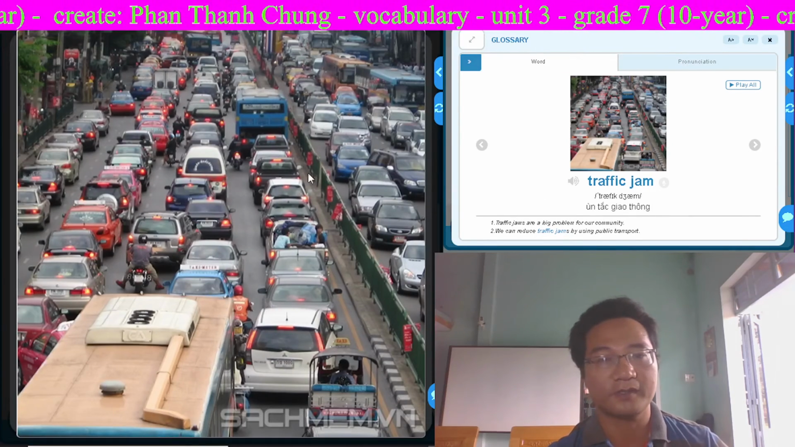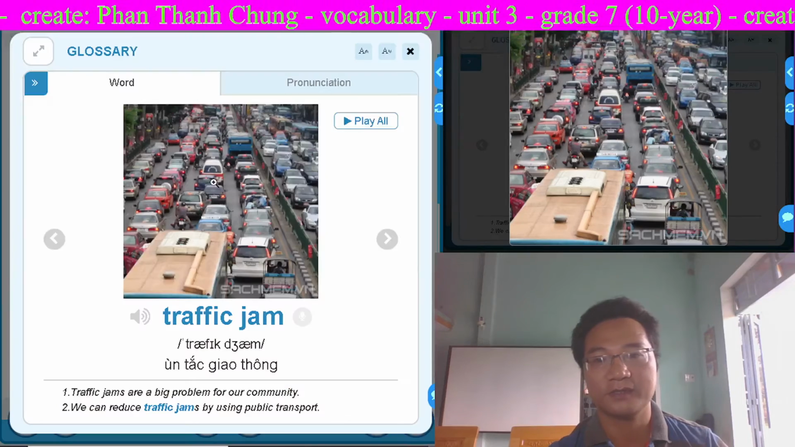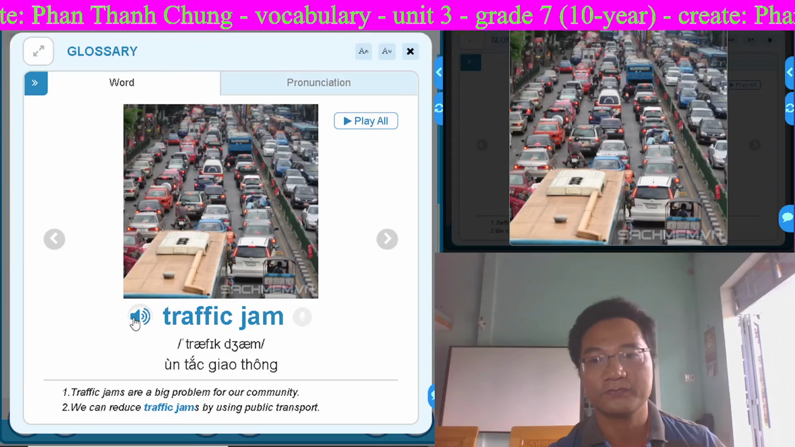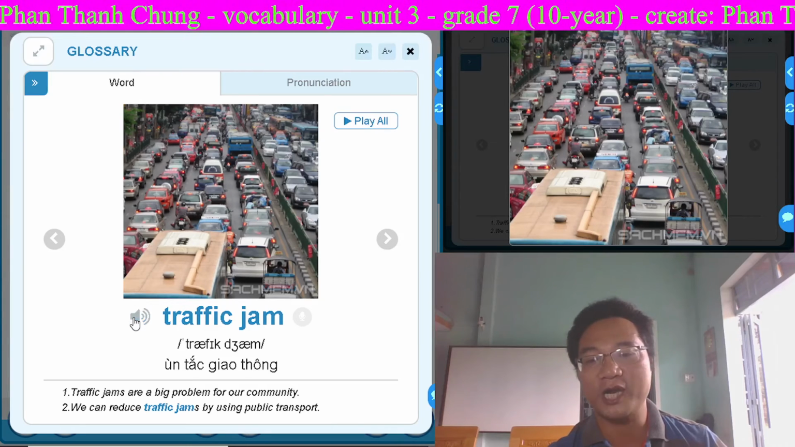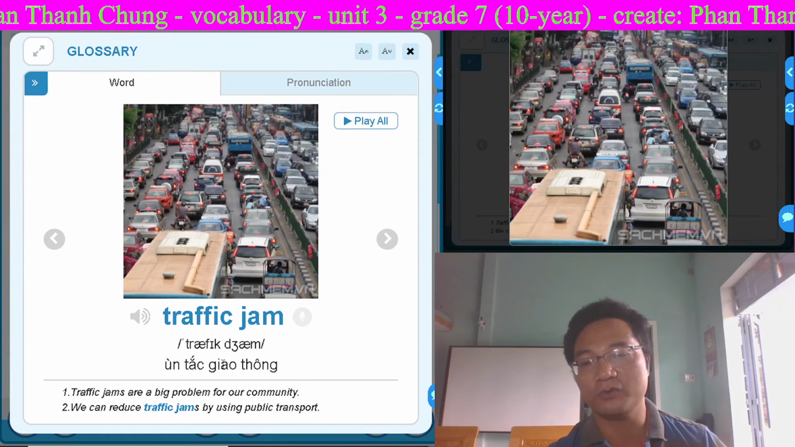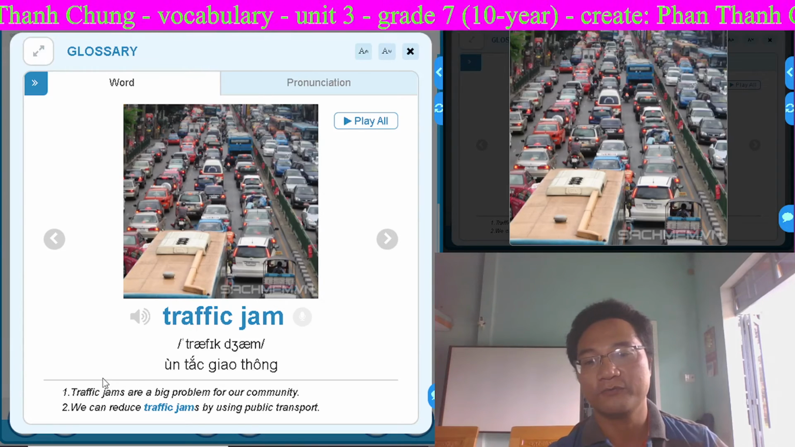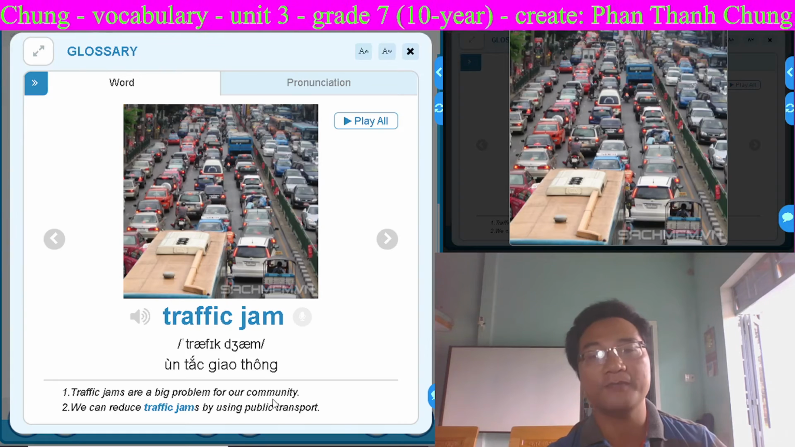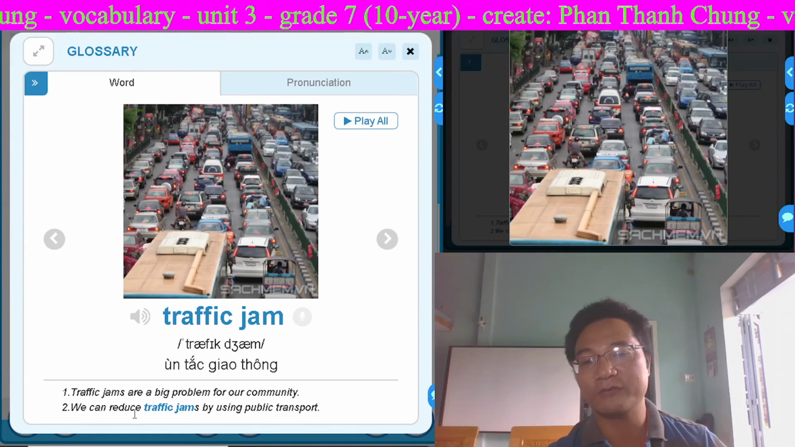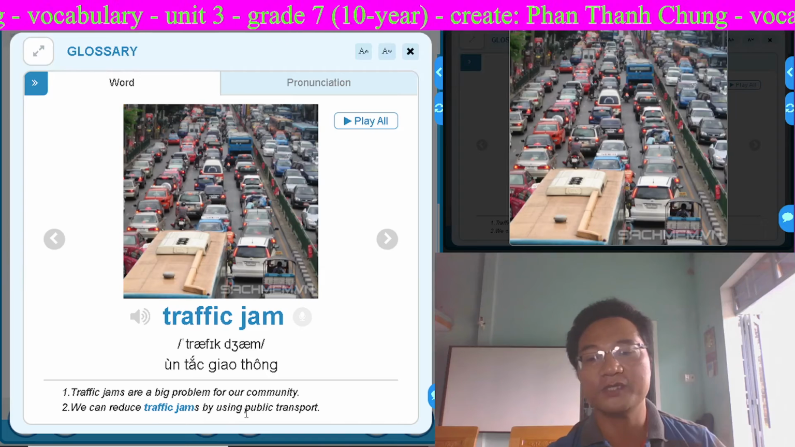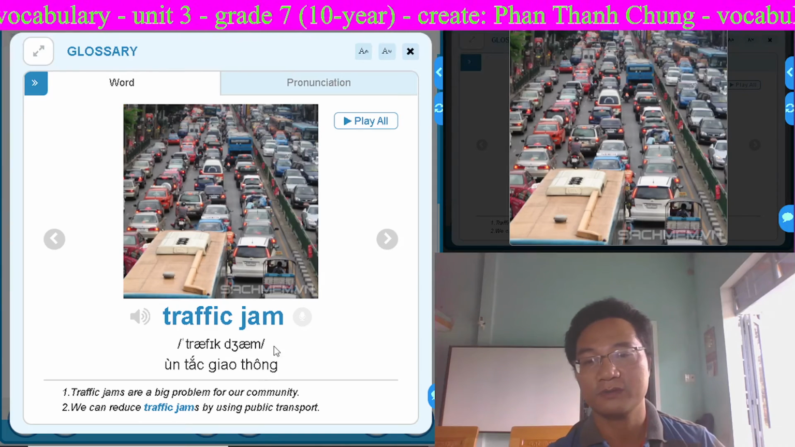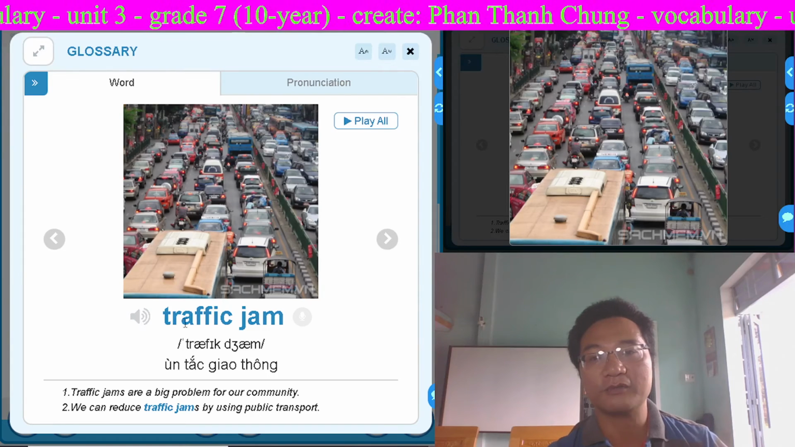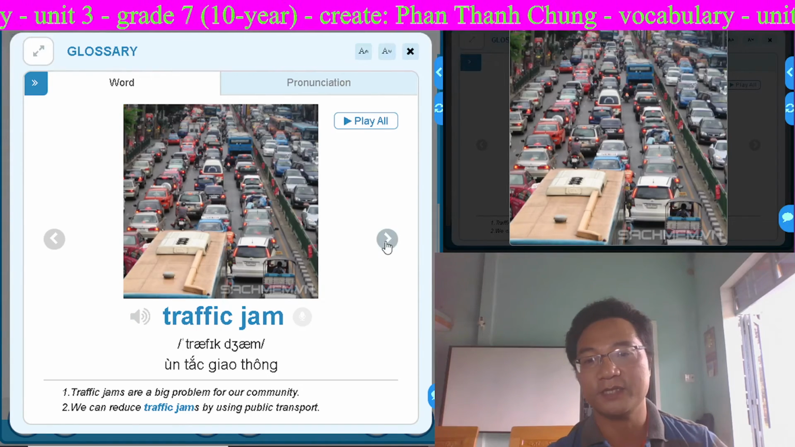Look at the picture and listen. Traffic jam. Traffic jams, ùn tắc giao thông. For example, traffic jams are a big problem for our community. We can reduce traffic jams by using public transport. So, traffic jams, ùn tắc giao thông.